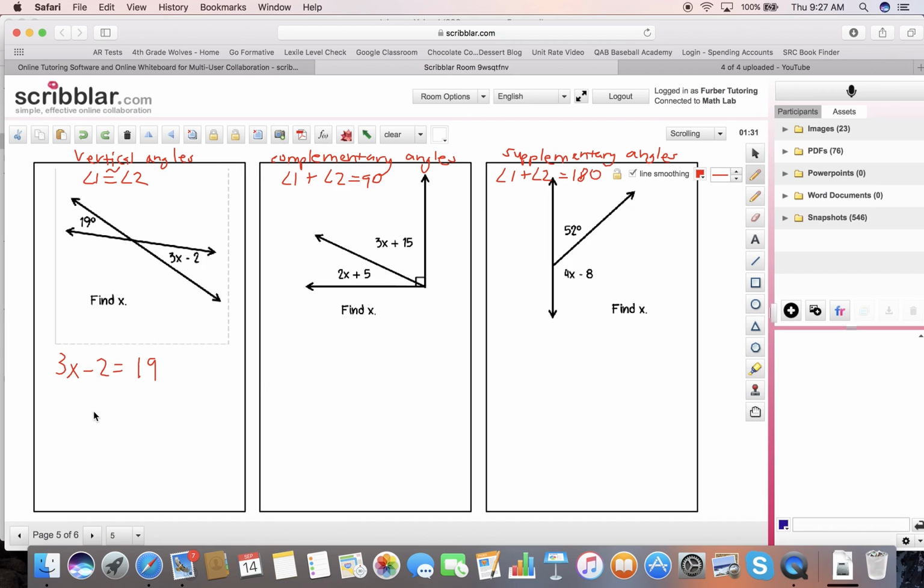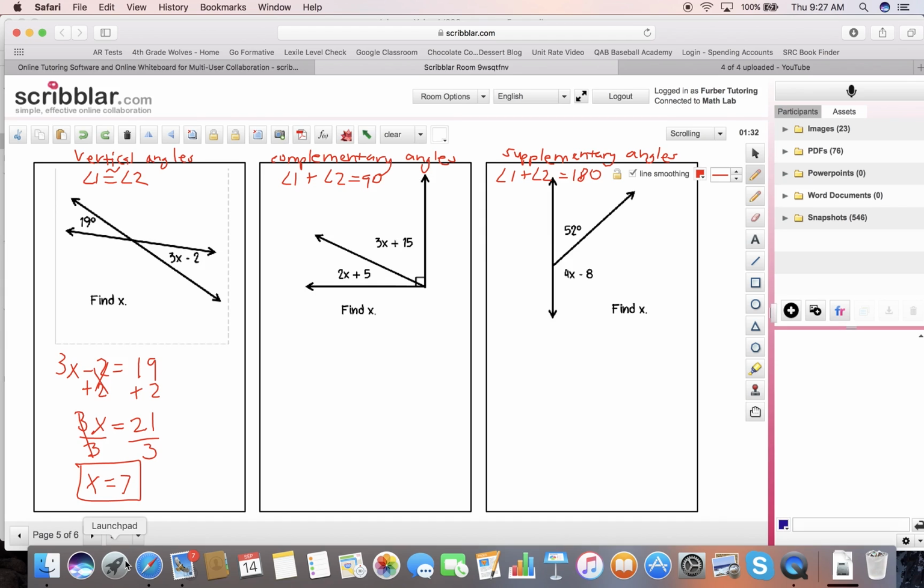When I get ready to solve this, I'm going to just solve for x by adding 2 to both sides. And I get 3x equals 21. If I solve this equation for x, I divide by 3 on both sides, and I'm going to get x equals 7. That's the value of the variable. One part of your homework is going to ask you to give the value of the variables using either vertical angles, complementary angles, or supplementary angles. So you're using algebra.